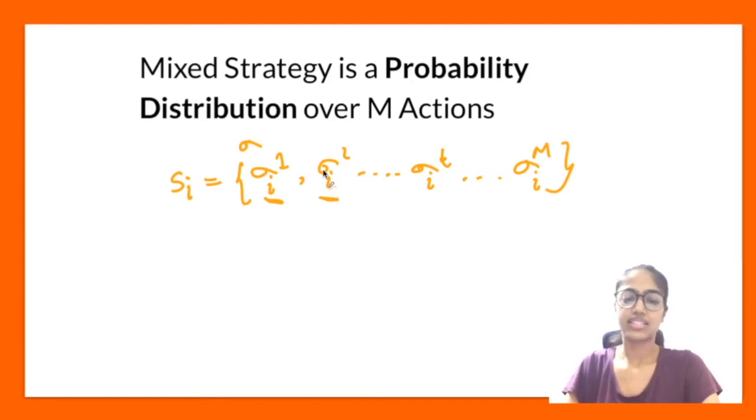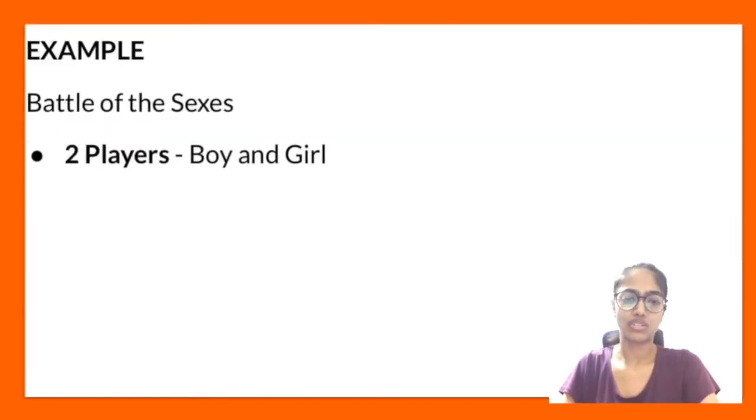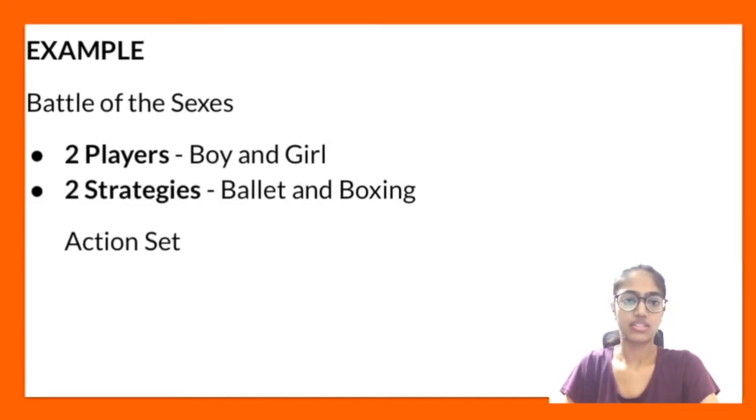Now let's look at an example to understand these notations better. I hope you're already aware of the Battle of the Sexes game, which we have covered in the previous videos. Looking at the situation, there are two players, boy and girl. There are two strategies, ballet and boxing. They can either go to watch a ballet dance or watch a boxing match. Let's name the girl as player 1 and the boy as player 2.